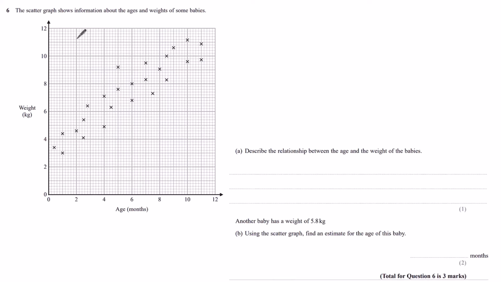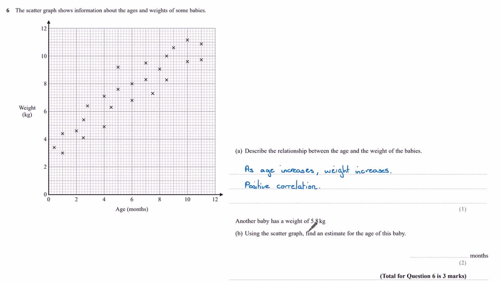Question 6. The scatter graph shows information about the ages and weights of some babies. We've got weight on the y-axis in kilograms and age along the x-axis in months. Part A, describe the relationship between the age and the weight of the babies. And so what we're looking at here is that as the age increases, the weight also increases. And so you may also be thinking positive correlation. And so yes, as age increases, weight increases. And you may also write down positive correlation in order to pick up this 1 mark.